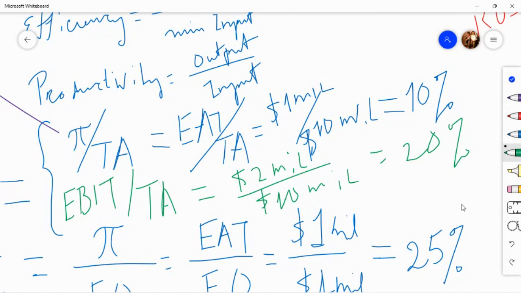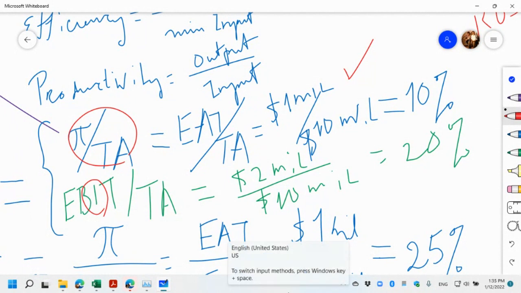Now think about it. From the bank's perspective, this makes more sense because at least EBIT includes the interest that belongs to them. Make sense? From the lender's perspective. So there are two versions of ROA. Most textbooks talk about only this one, but that would only reflect the point of view of the equity holders, because EAT belongs to the equity holders. From the lender's perspective, they would want to look at the second version. Okay, does that make sense?